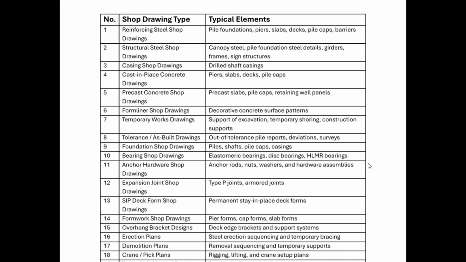Also, there is bearing shop drawing. For this, you can expect shop drawing related to elastomeric bearings, disc bearing, SLMR bearings, and any other type of bearings. Number 11, anchor hardware shop drawings. You can expect anchor rods, nuts, washers, and hardware assemblies. For expansion joints shop drawing, you can expect type P joints or armored joints. For SIP deck form shop drawings, you can expect permanent stay-in-place deck forms.